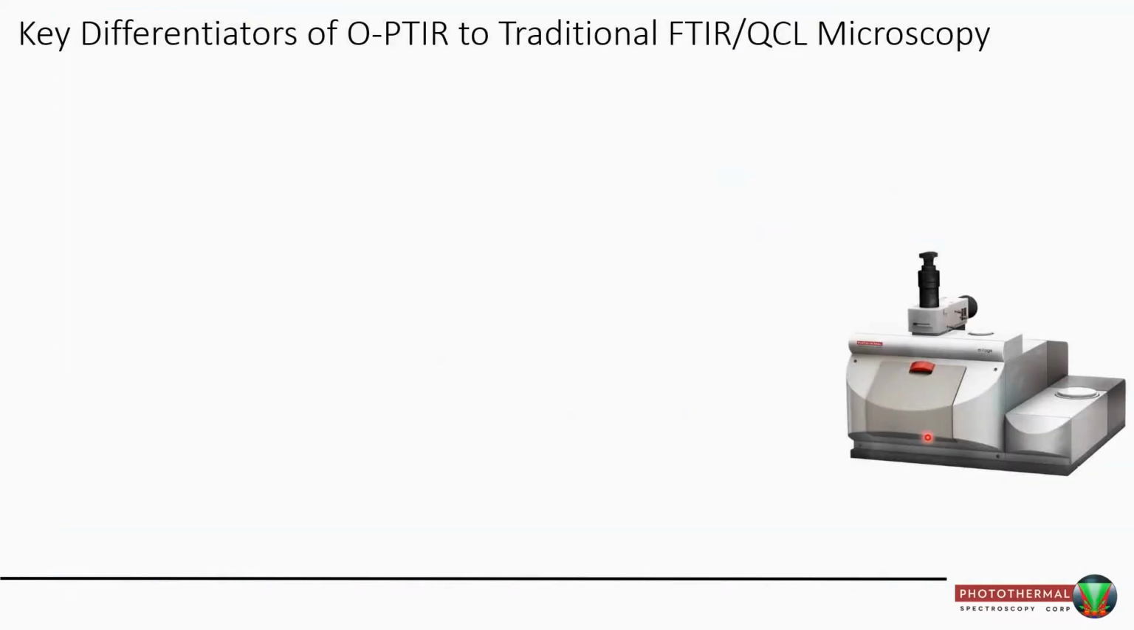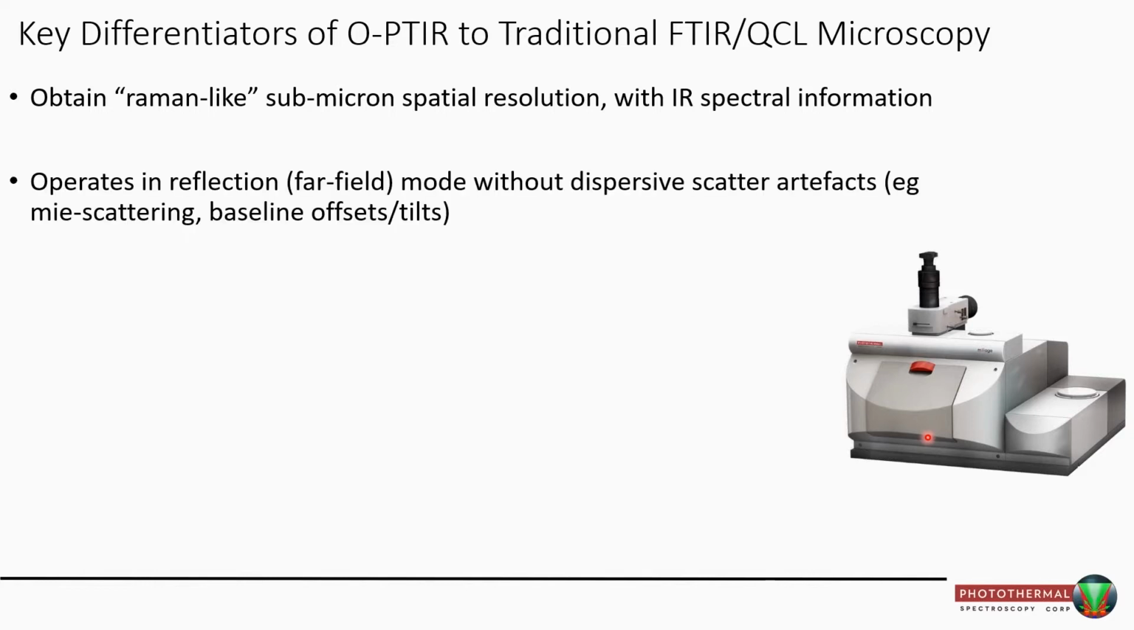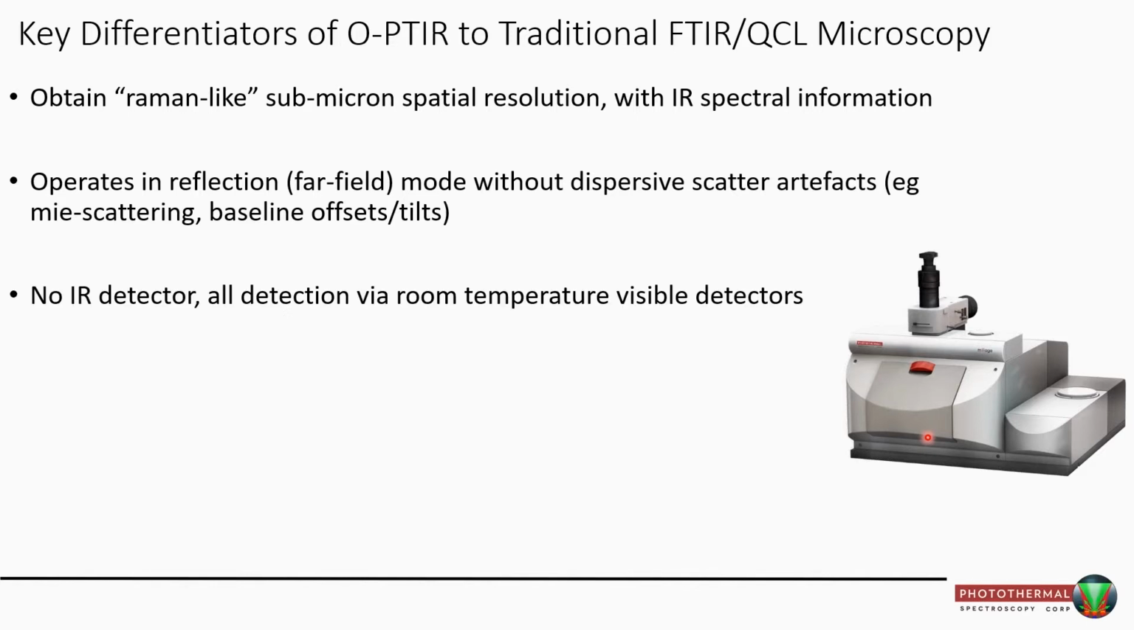Now, I'll take you through a few key differentiators of O-PTIR relative to FTIR, and even some of the emerging QCL microscopy, direct microscopy type of techniques. Firstly, we obtain submicron resolution, which is Raman-like, but with infrared information. We operate in reflection mode, so there's none of those typical dispersive scatter artifacts that you get with those other types of techniques. There's no infrared detector.